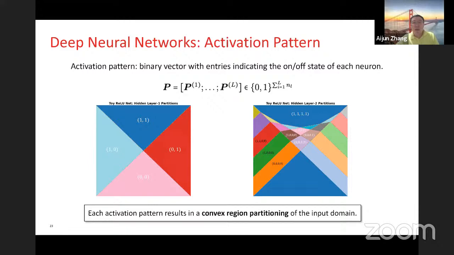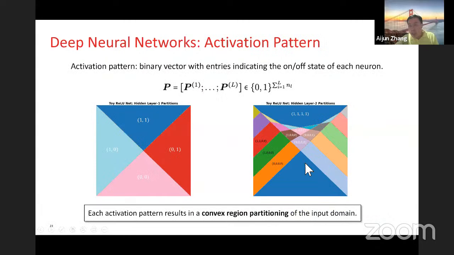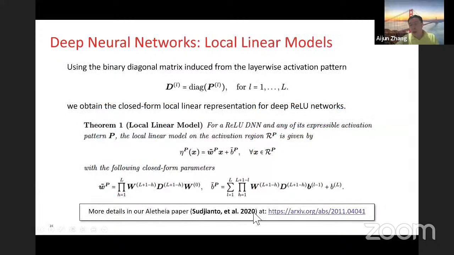That's the following important theorem. We prove that within each region, like this colored region here, there's a single local linear model, a linear model locally. The formulation of the local linear model is given by this theorem. If you're interested, read this paper. There is some mathematical proof, and we have some tricks that make it very easy to derive.